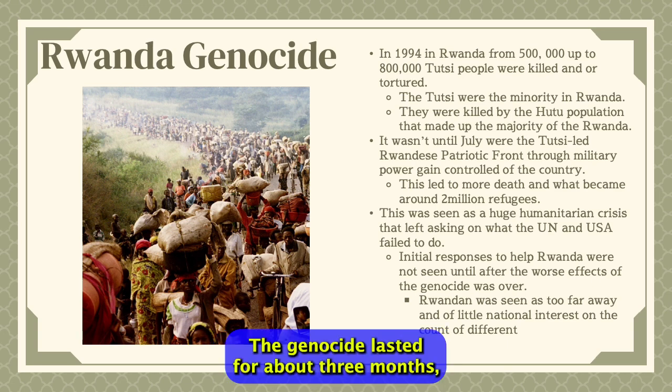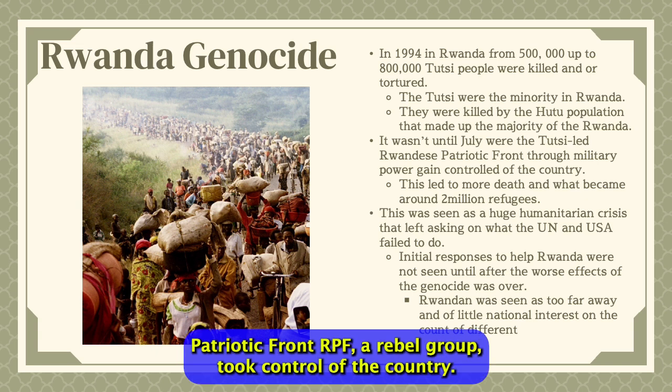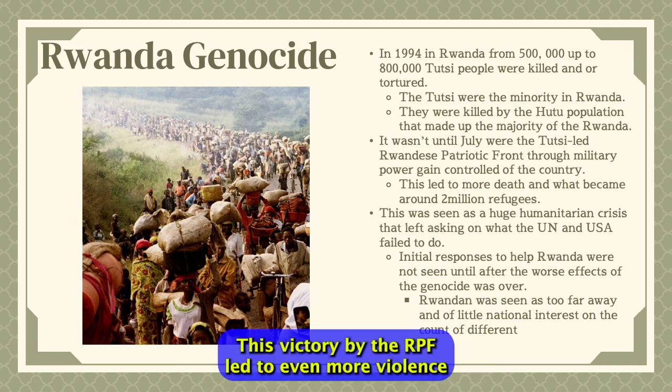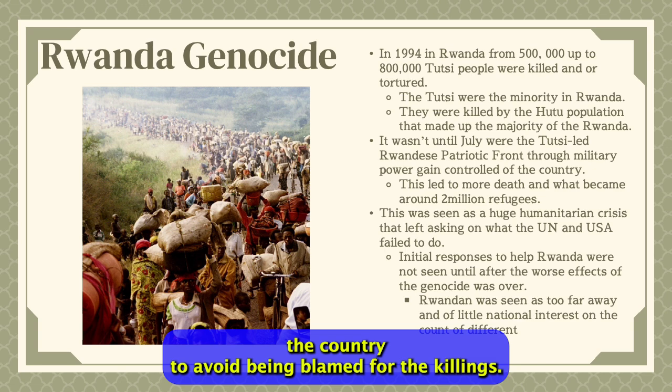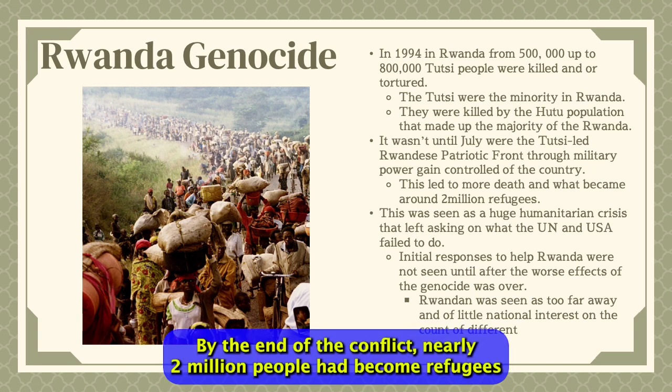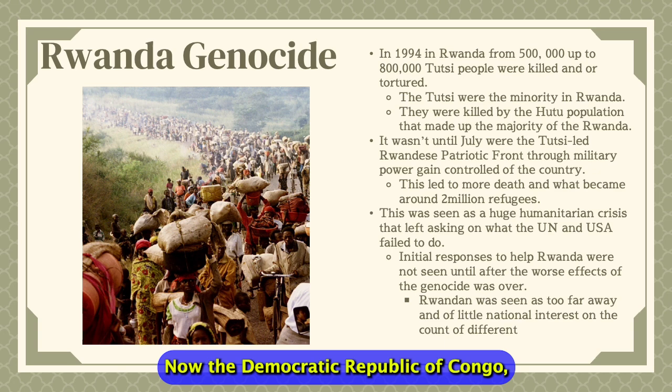The genocide lasted for about 3 months, and it wasn't until July 1994 that the Tutsi-led Rwandese Patriotic Front, RPF, a rebel group, took control of the country. This victory by the RPF led to even more violence as they fought the remaining Hutu forces, and many Hutus fled the country to avoid being blamed for the killings. By the end of the conflict, nearly 2 million people had become refugees, seeking safety in neighboring countries like Uganda and Zaire, now the Democratic Republic of Congo.